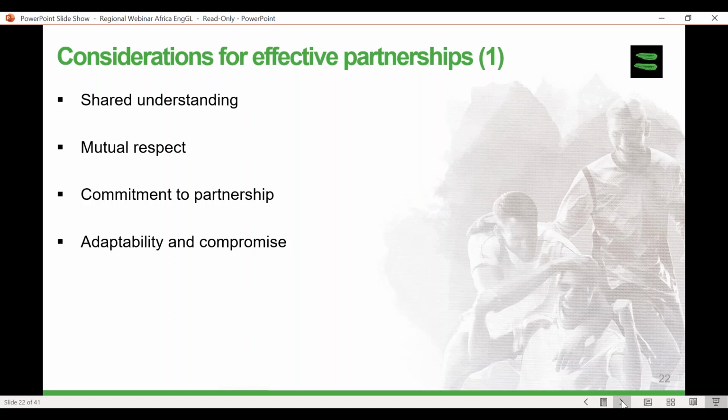So if we move on to then considerations for effective partnerships, because it's one thing to have a partnership, but if the partnership is not effective, then it is of no use. So I'll be looking at 4 aspects under considerations for effective partnerships, and that is shared understanding, mutual respect, commitment to partnership, and then lastly, the ability to adapt and compromise. Next slide, please.